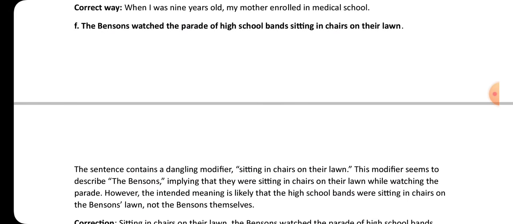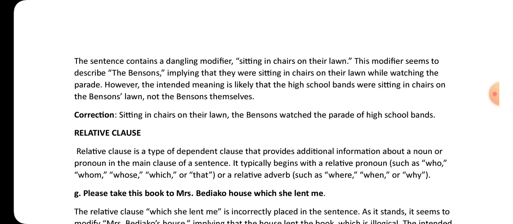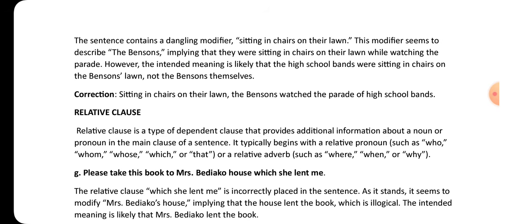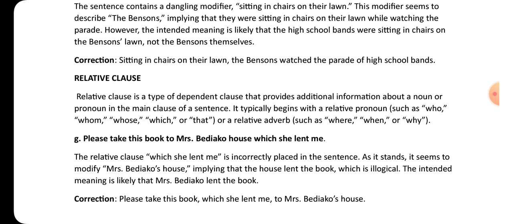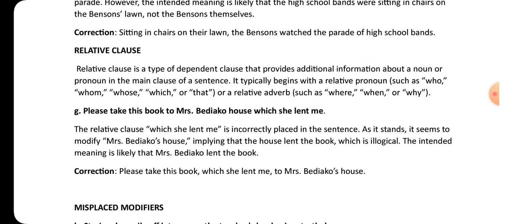And so let's look at the example they gave, example F. "The Bensons watched the parade of high school bands sitting in chairs on their lawns." The sentence has a dangling modifier, "sitting in chairs on their lawn." This modifier seems to describe the Bensons, implying that they were sitting in chairs on their lawns while watching the parade. However, the intended meaning is likely that the high school bands were sitting in chairs on the Bensons' lawn, not the Bensons themselves. So we can say, "Sitting in chairs on their lawns, the Bensons watched the parade of high school bands."